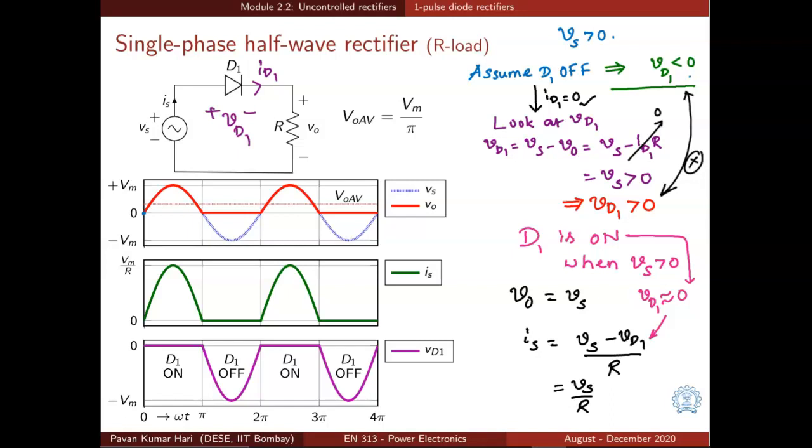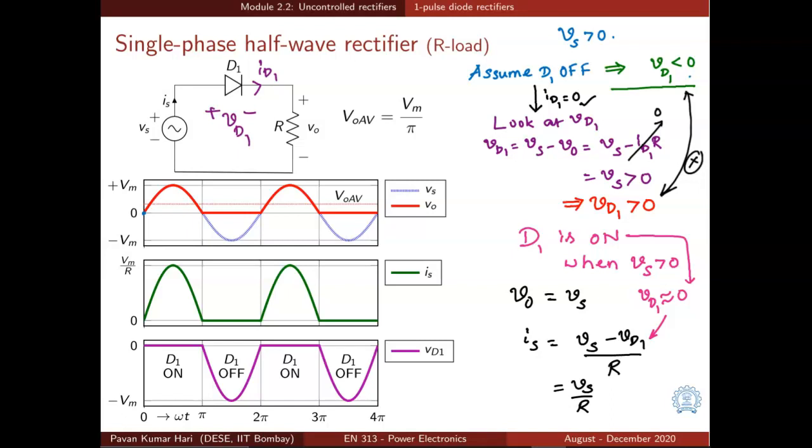It will become inconsistent. A diode cannot be off and block a positive voltage. So the diode should be on when the voltage is positive in this circuit. So D1 is on when Vs is greater than 0. And under such condition, what will be the output voltage?